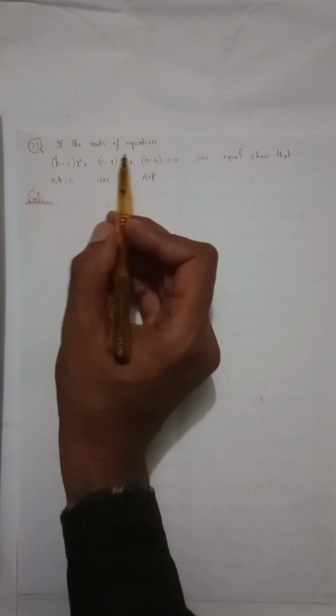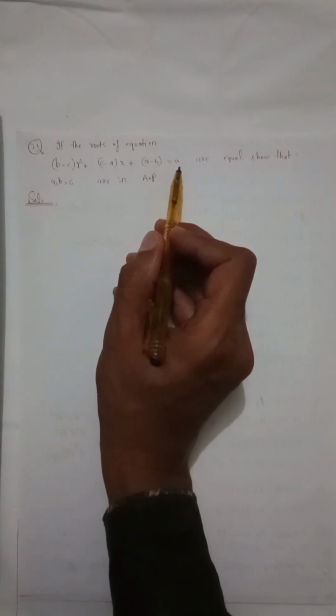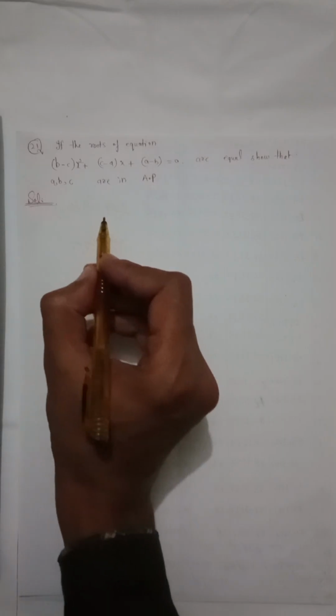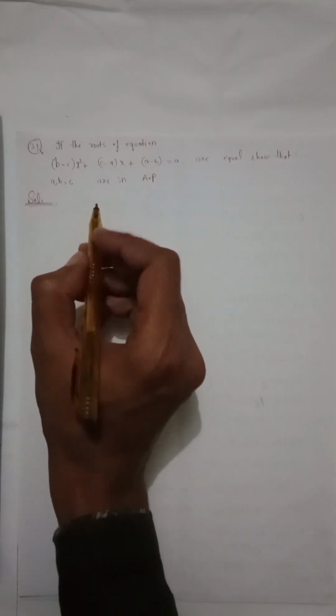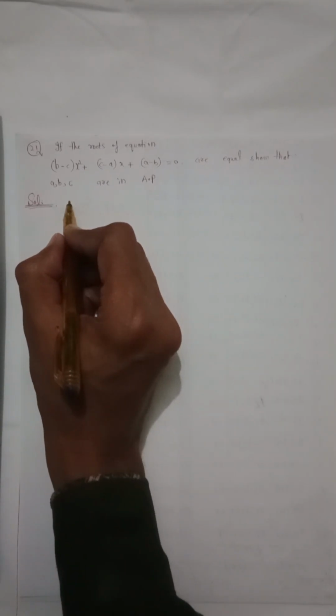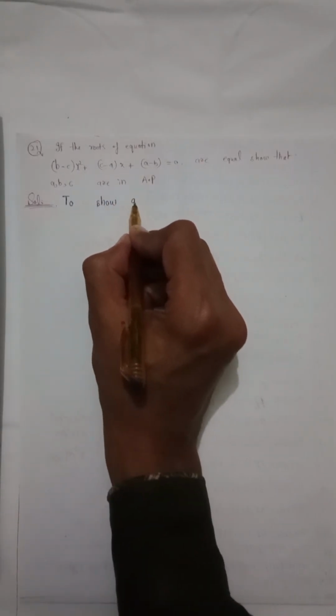If the roots of the equation (b minus c)x square plus (c minus a)x plus (a minus b) equals 0 are equal, show that a, b, c are in arithmetic progression. Its solution is this. We have to show a, b, c are in arithmetic progression.